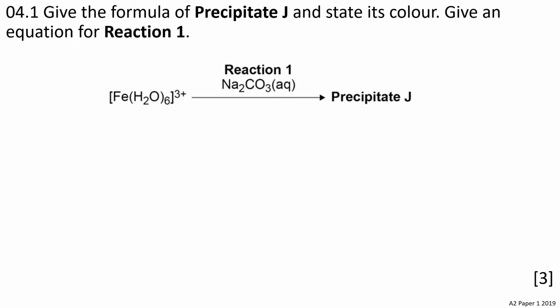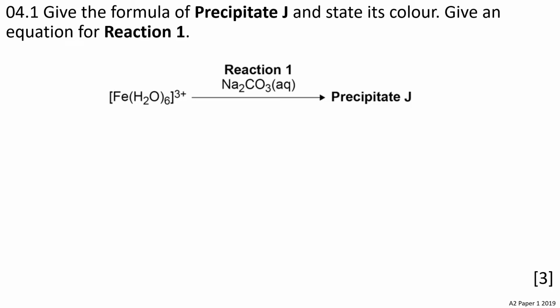So our first focus is on reaction 1, and we can see that we've got an iron hexa-aqua complex, so the octahedral structure, with iron having a coordination number of 6 in that complex, and we've added sodium carbonate to get a precipitate J. We need to give an equation as well as stating the colour and the formula.